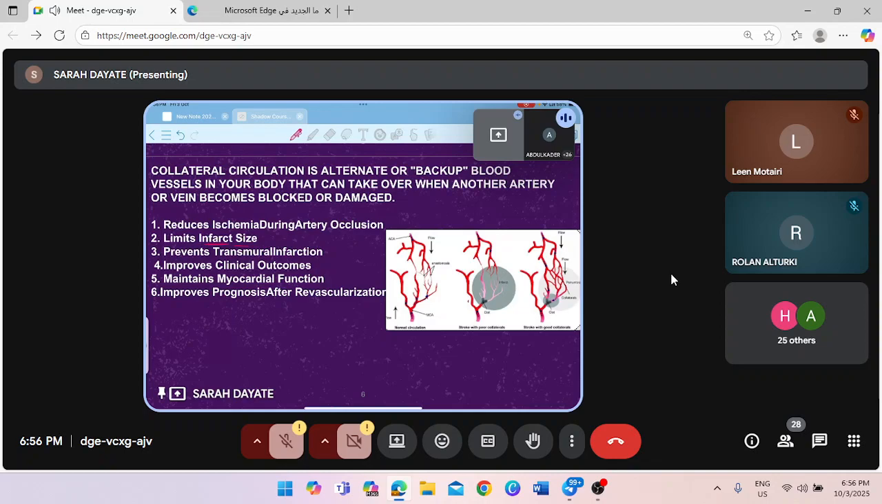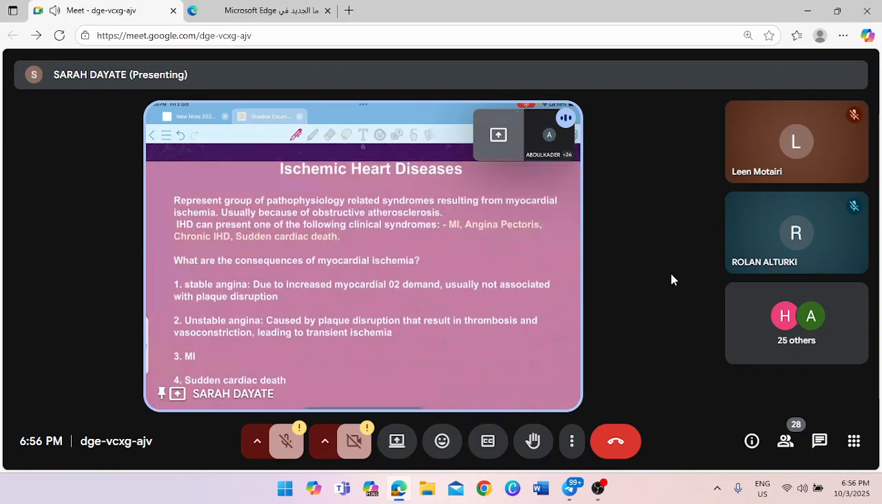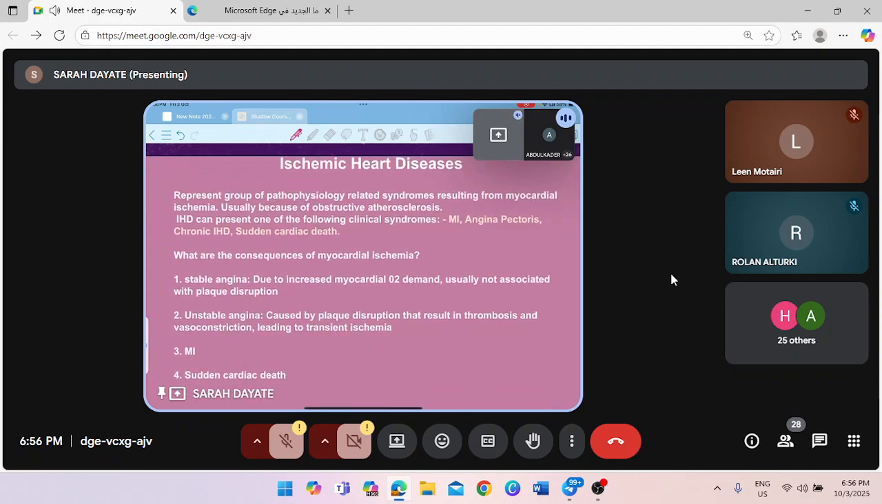So those collateral arteries try to reduce the risk of the death of the myocardium. They will also prevent the transmural infarction. We will talk about the transmural, which means the whole tissue of the heart. It will maintain the myocardial function. It will try to keep the work of the heart, which is the contraction and relaxation, working, and improve prognosis after revascularization.